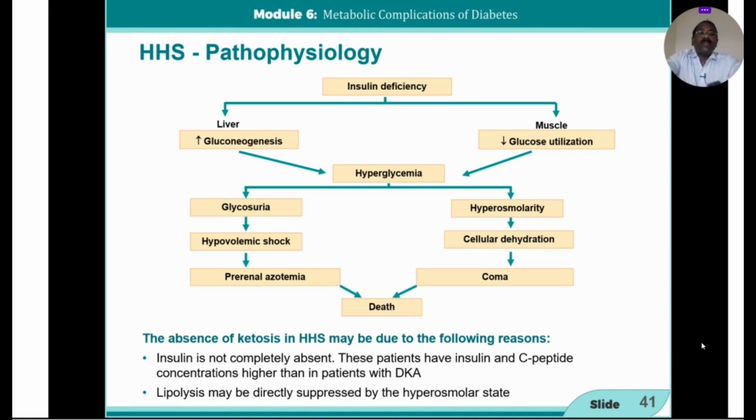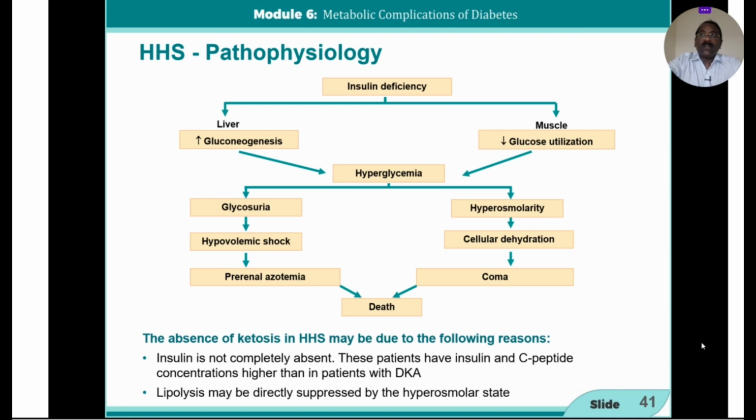So here there is insulin deficiency, affecting the liver and the muscle. In the liver, there is an increase in gluconeogenesis; in the muscle, decreased glucose utilization. That's what happens in DKA also. So finally there will be hyperglycemia. Whereas in DKA, there is also a component of fat cells, adipose tissue, which is omitted here. So hyperglycemia will cause glycosuria, then hypovolemic shock and pre-renal azotemia. That is the reason urea was elevated.